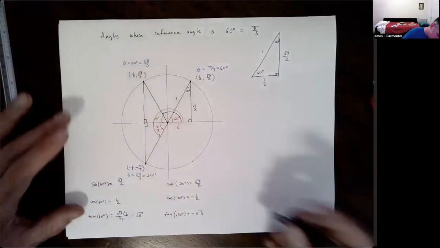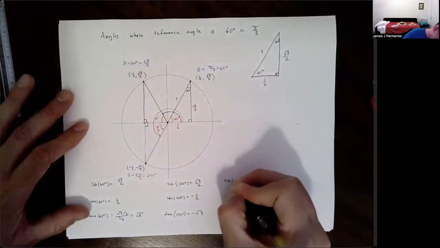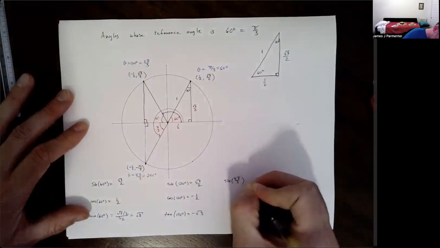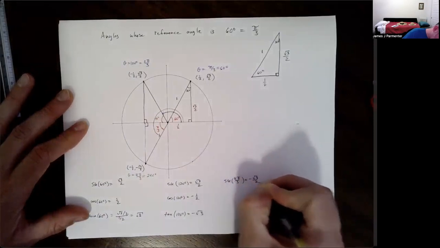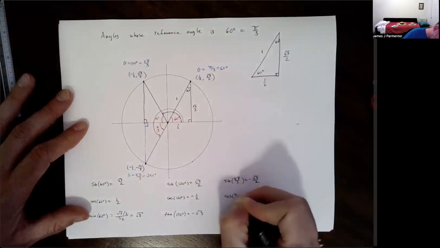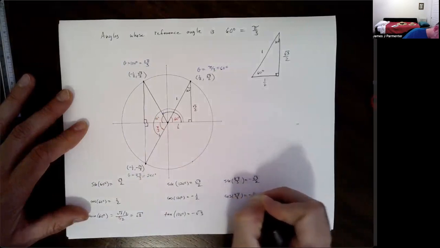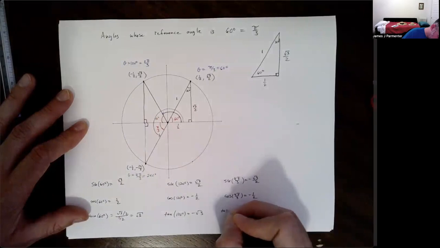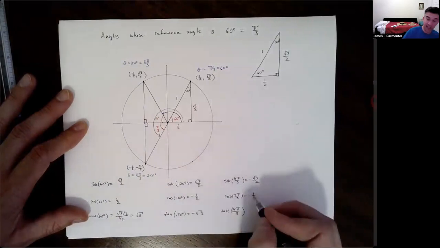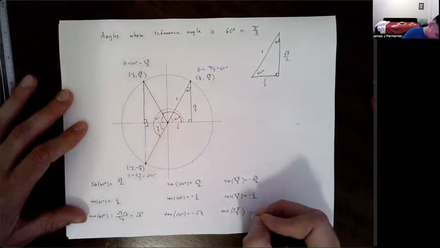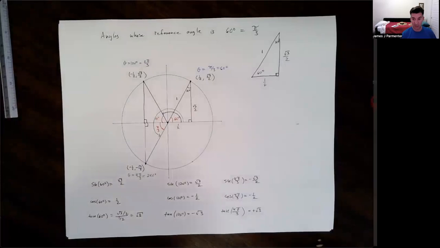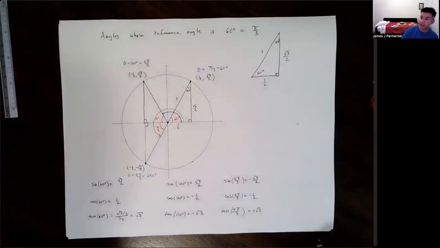So sine of 4 pi over 3 is -√3 over 2. Cosine of 4 pi over 3 is -1/2. And tangent of 4 pi over 3, well, same value, but a negative divided by a negative is going to give you a positive. So it's going to be +√3. And you could probably even fill in the last ones without me doing it. So let's actually fill it in and then draw the picture.